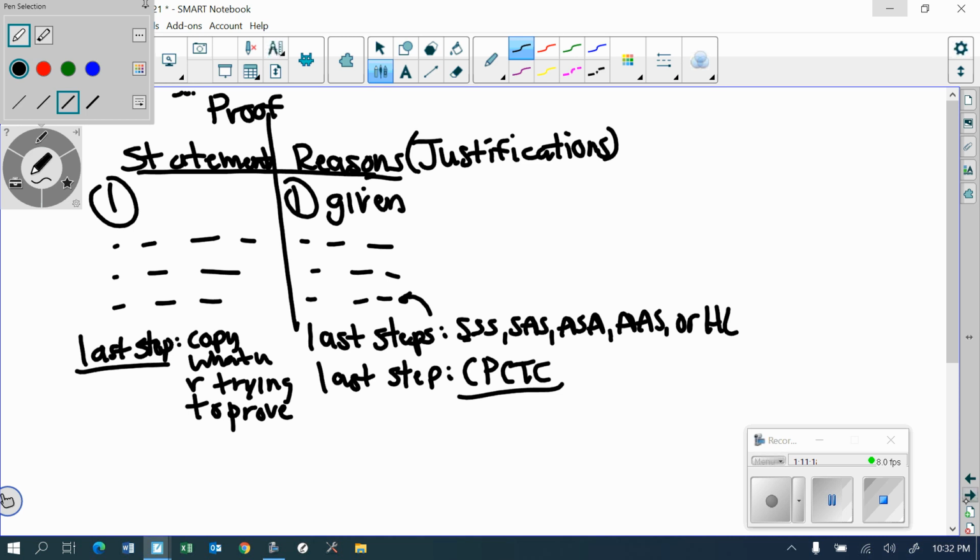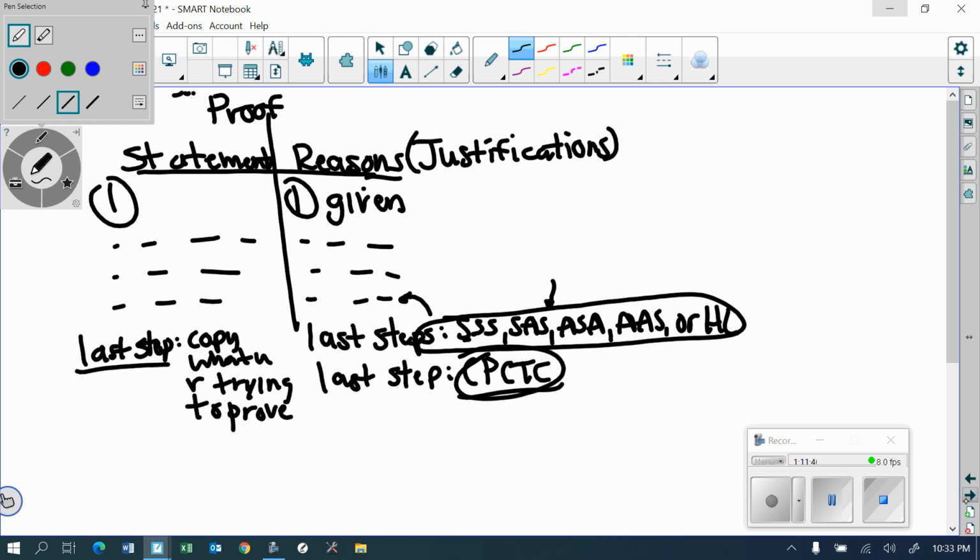Okay, if it says prove triangle such and such is congruent to triangle such and such, then this is your last step, one of those 5. If it says prove this side is congruent to this side, then this will be your second to last step, and your CPCTC would be your last step, saying that that side was congruent to that side after proving the 2 triangles congruent by one of these 5 ways. Okay, so that's your general setup of a 2-column proof.